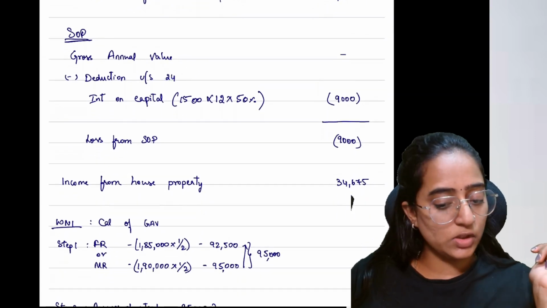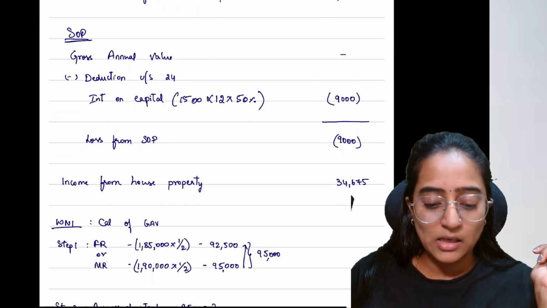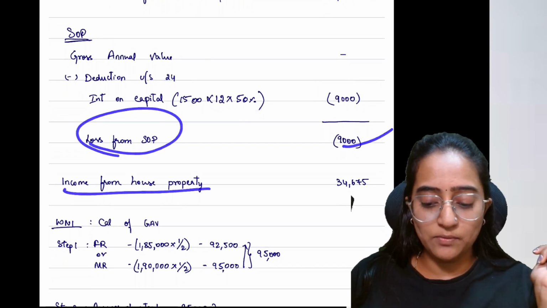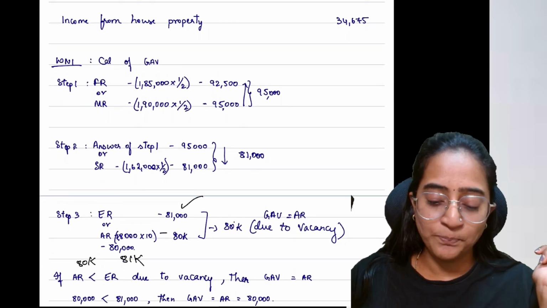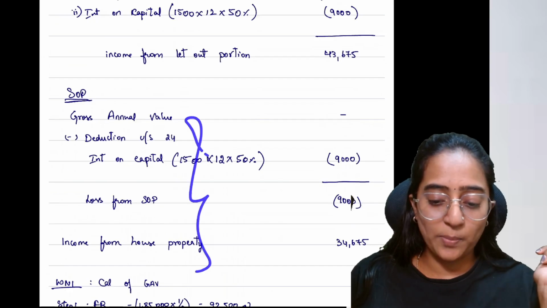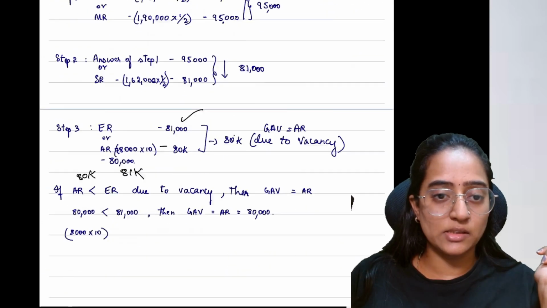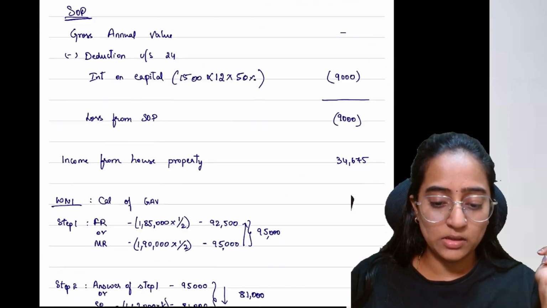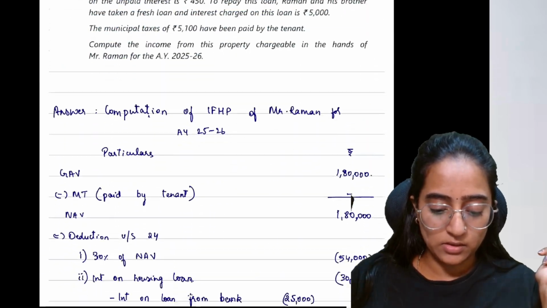JV deduction under section 24, interest on capital you have taken, loss from SOP also you have, income from house property also you have. This is the SOP property and this is the LOP property you have taken, considered and closed. Okay, second question we have done.